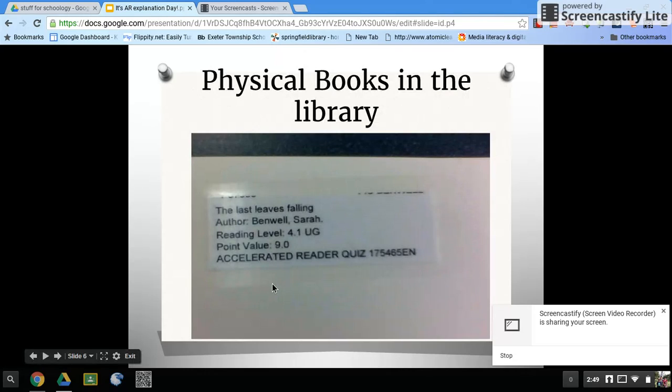So you can see this one has the title, The Last Leaves Falling. The author is Sarah Benwell. The reading level is 4.1, and the point total is 9 points. And then, just for your convenience, we have the Accelerated Reader quiz number. You would just have to type in that number. You don't even need to type in the EN. Just that number into Accelerated Reader if for some reason you couldn't find it by typing in the title. It's really sensitive. Sometimes if you make one spelling error, it totally throws things off. So the quiz number is there for you as well.